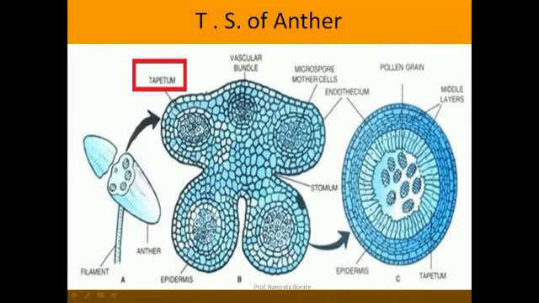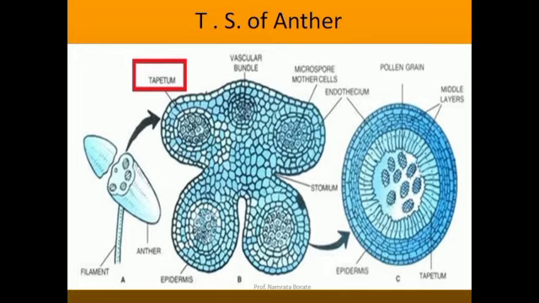The first one is the epidermis. This epidermis is the outermost layer. So you can see this one is the outermost layer. It is a protective layer made up of tabular or flat-ended cells.